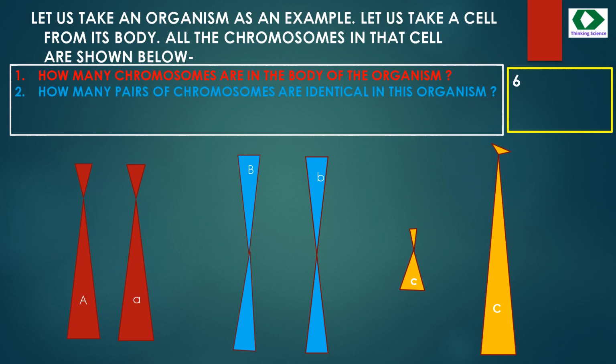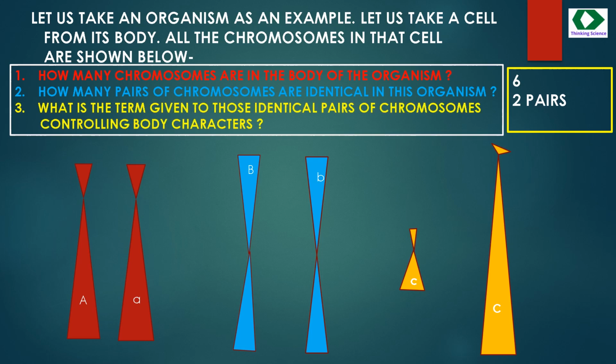How many pairs of chromosomes are identical in this organism? See, capital A, small a, both are red, same size, same shape, so that is 1 pair. Capital B, small b, both are similar to each other, so 2 pairs. Whereas the third pair, which is the yellow one, C, they are not identical. They are pairs, but they are not identical. So how many identical pairs are there? 2 pairs are there. What is the term given to those identical pairs of chromosomes which are controlling the body characters? The term is autosomes.